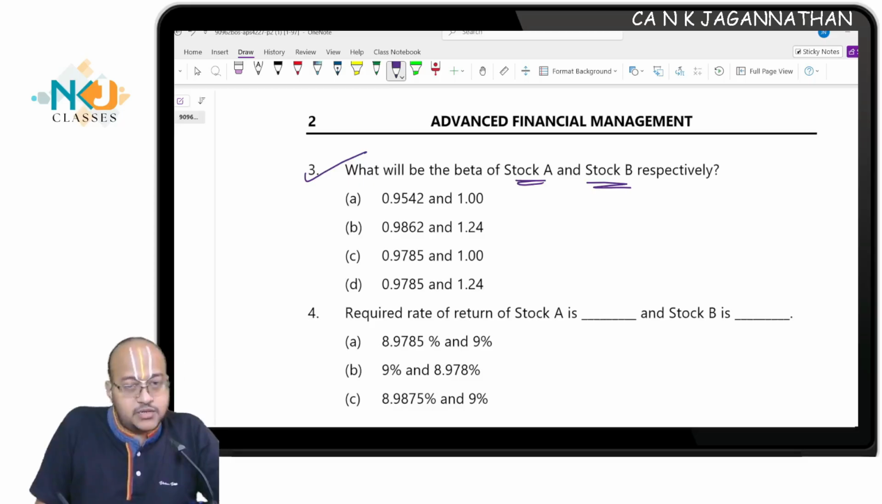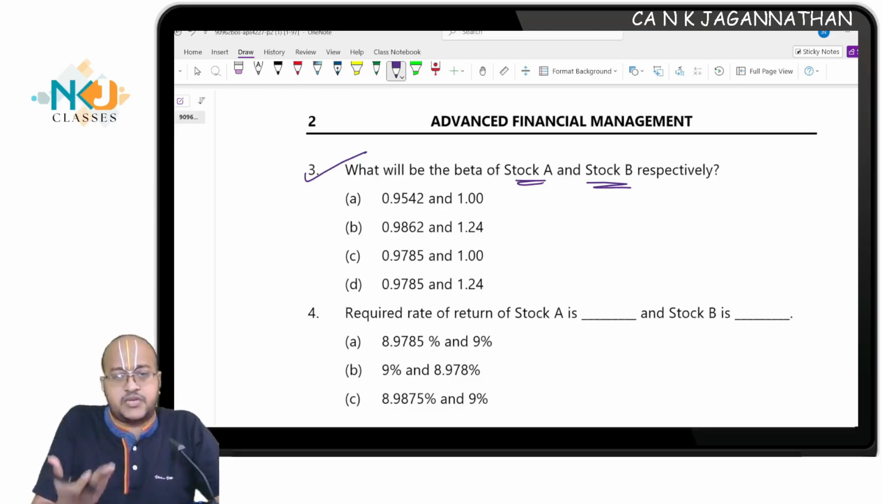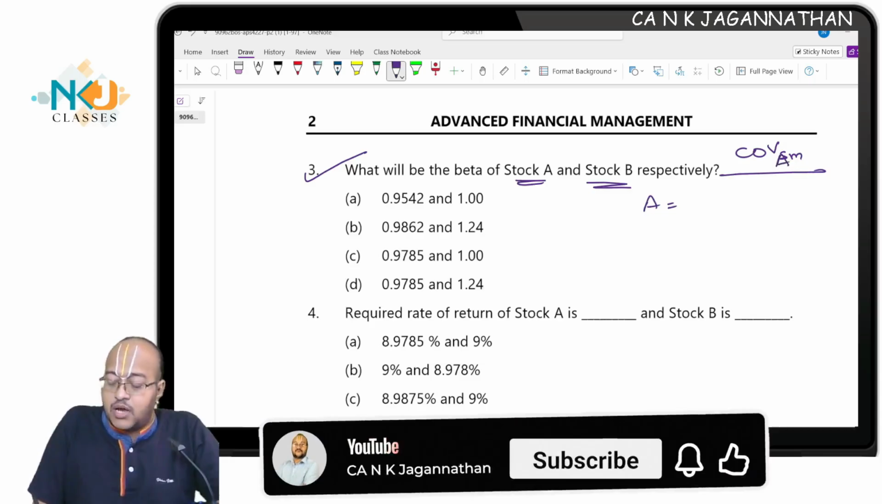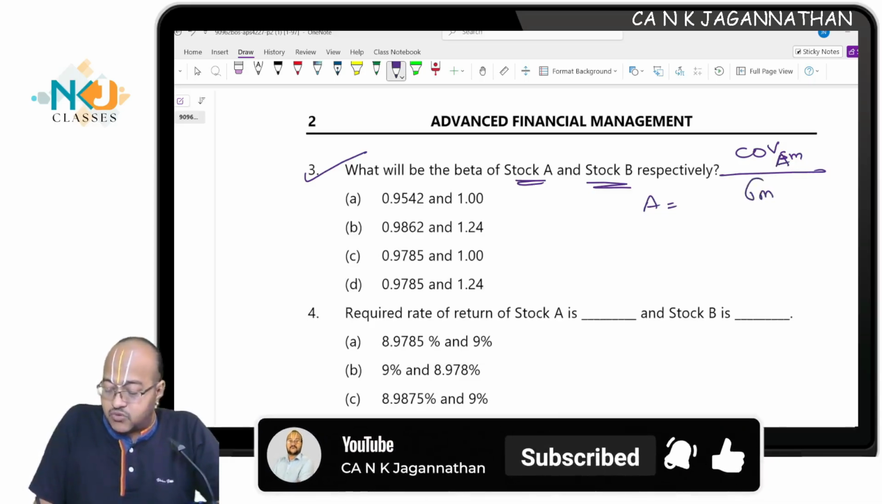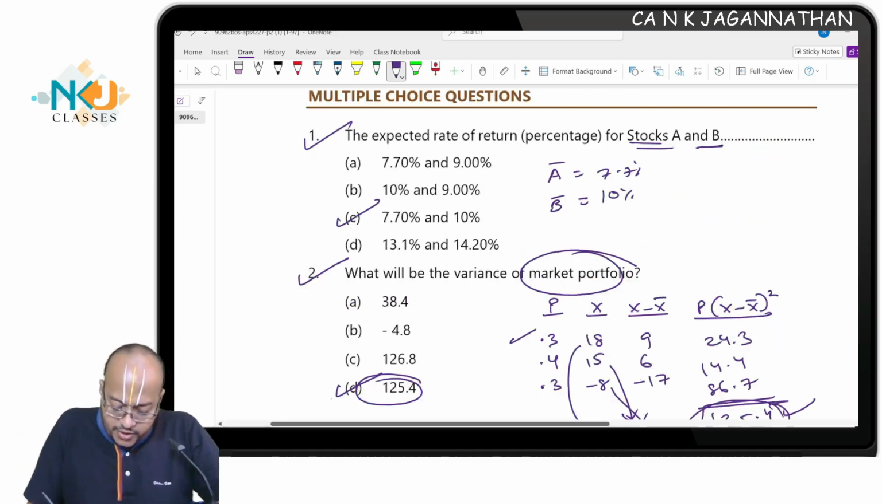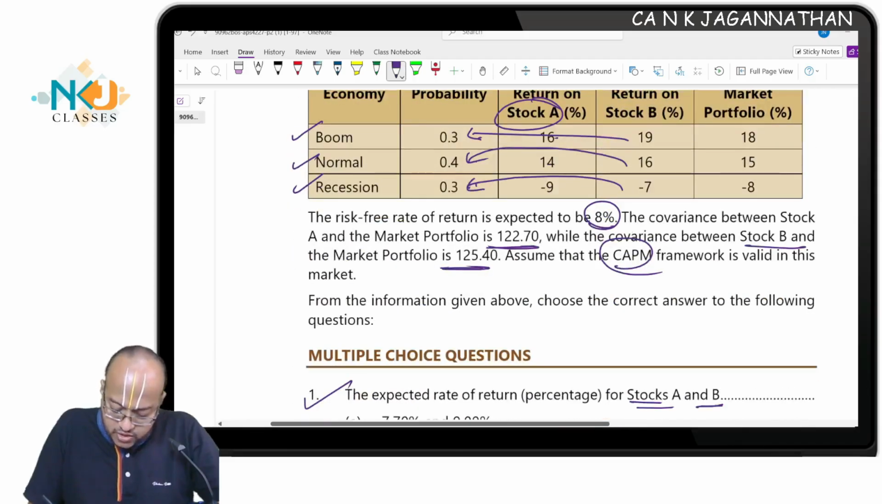So now, what is the formula they are using? Here the covariance of stock and market is given. So for stock A, if you want to find the beta, it is nothing but the covariance of A and the market divided by sigma m square, which is nothing but the variance of the market. So the covariance of A is how much? The question gives 122.7.